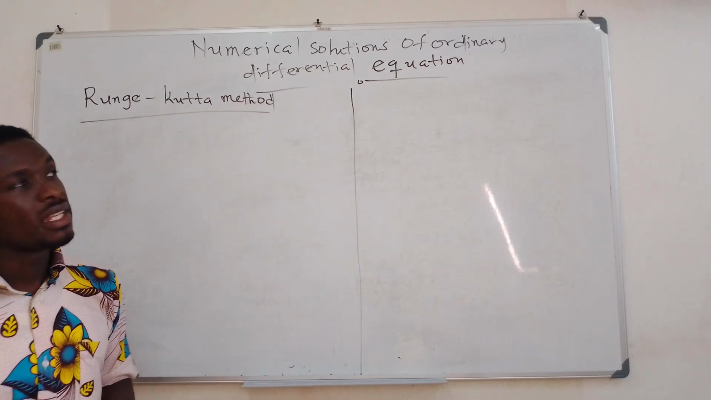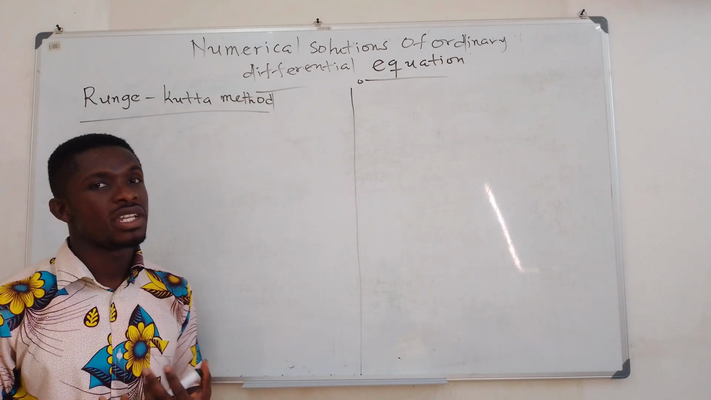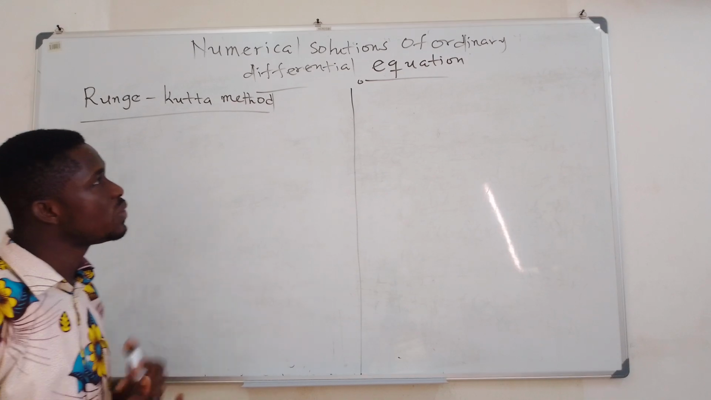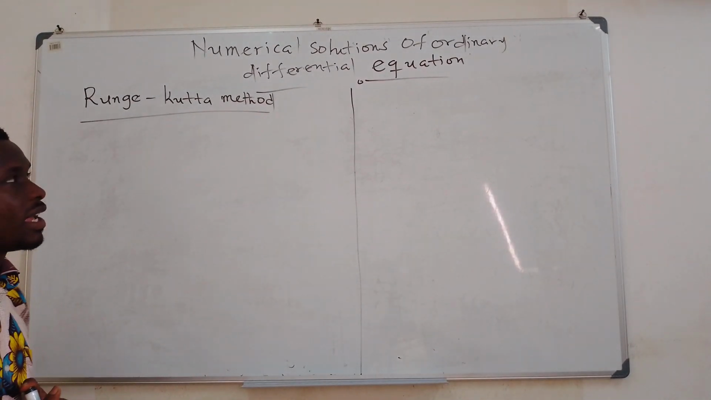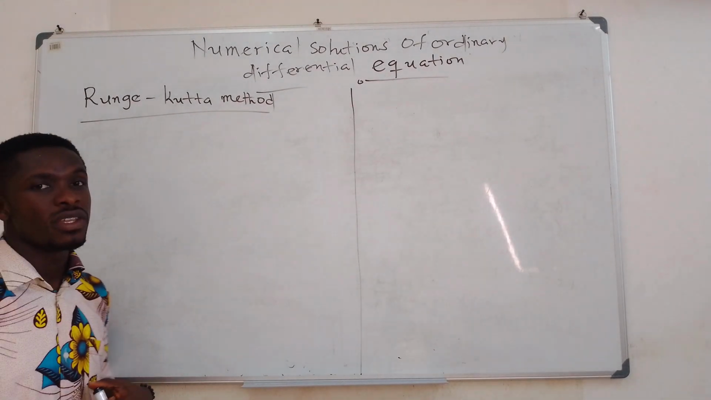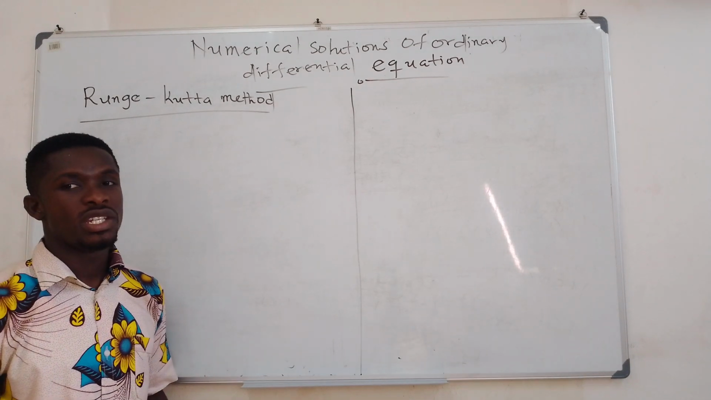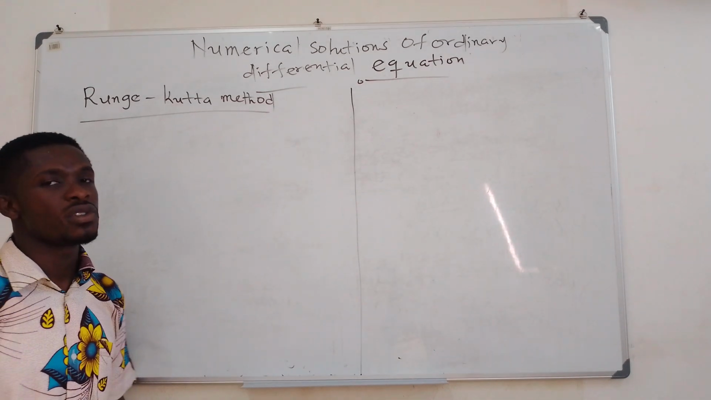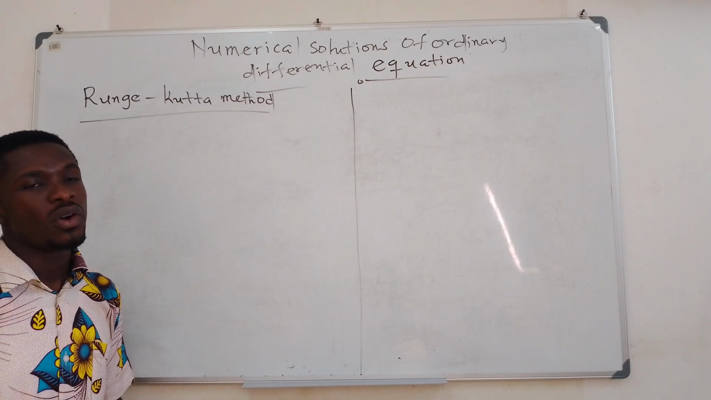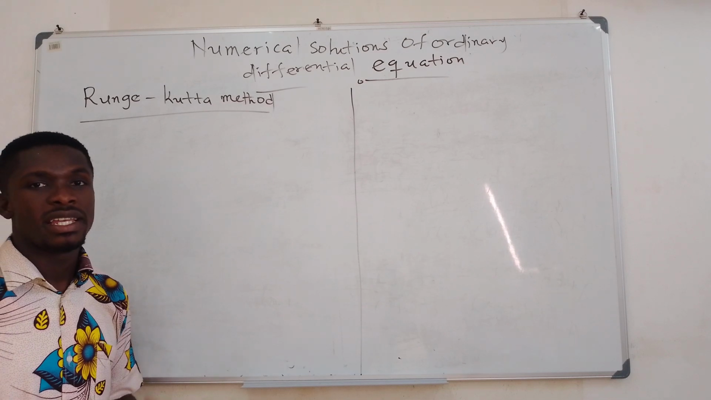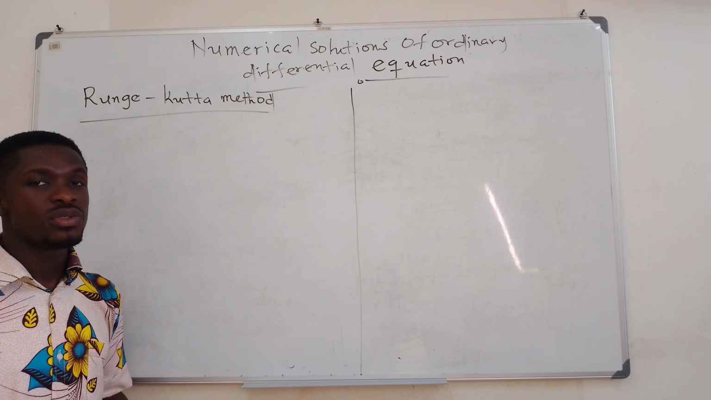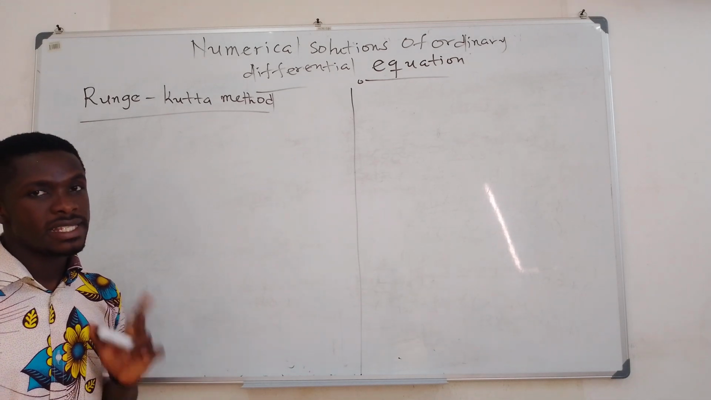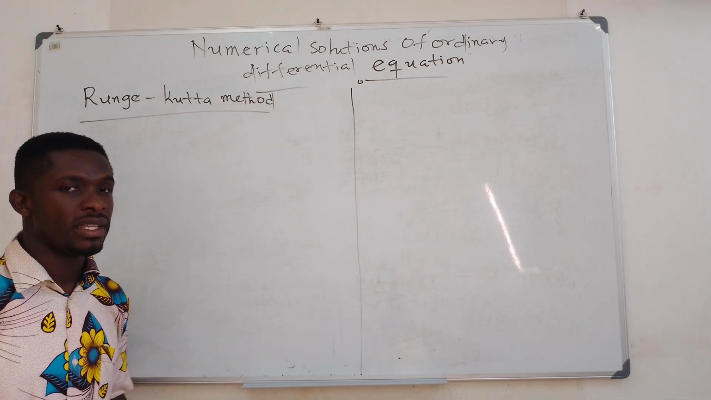This is another method that we use to solve ordinary differential equations in numerical solutions. The Runge-Kutta method is effective and is widely used in solving ordinary differential equations. Under Runge-Kutta, we have several methods of solving it: the second order method, the third order method, and the fourth order method. In today's lesson, I will take you through the second, third, and fourth order methods. Very good.